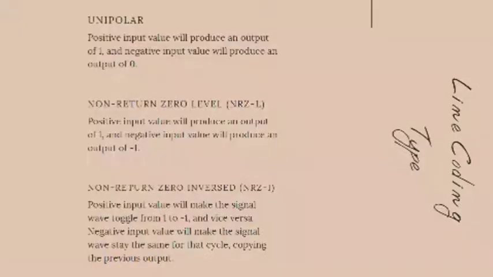The first one is unipolar. A positive input value will produce an output of 1, and a negative input value will produce an output of 0. Non-return to zero level, which is NRZ-L: a positive input value will produce an output of 1, and a negative input will produce an output of negative 1. Non-return to zero inverse, which is NRZ-I: a positive input value will make the signal wave go from 1 to negative 1, and vice versa to NRZ-L. A negative input value will make the signal wave stay the same for that cycle, copying the previous output.